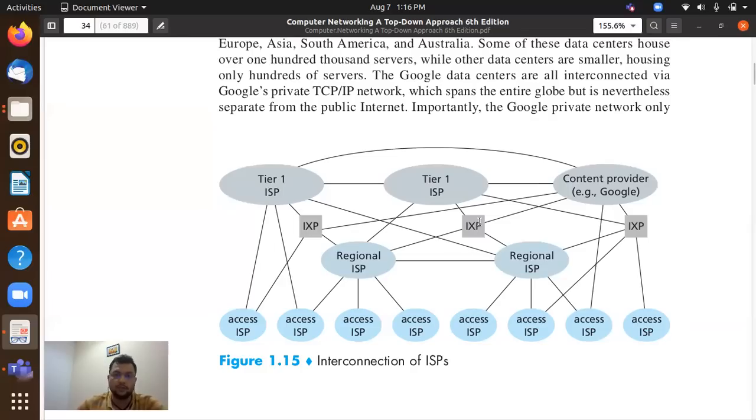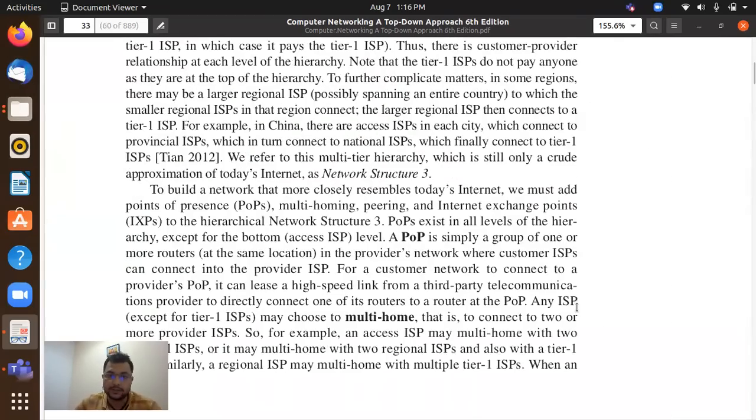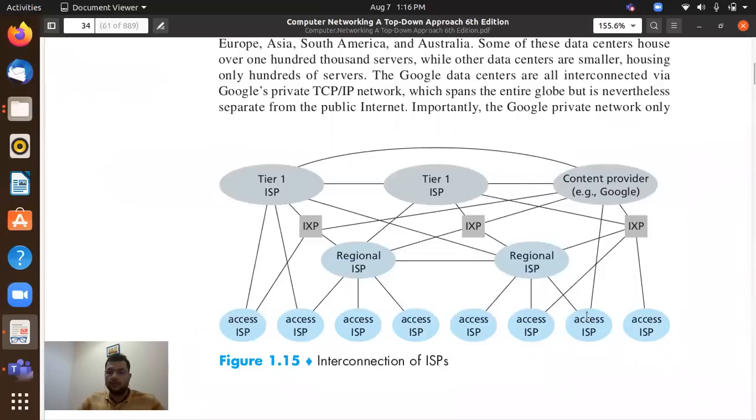They want to peer either through an IXP or directly with the regional ISP, and sometimes, based on availability, if it is near to you, you can directly peer with the access service provider, because there you don't have to pay anything. It is peering, and it is mutually beneficial for both parties, but it is not beneficial for the tier one ISPs. Yeah, this is all about the current infrastructure setup in today's time. Hope you have understood it.